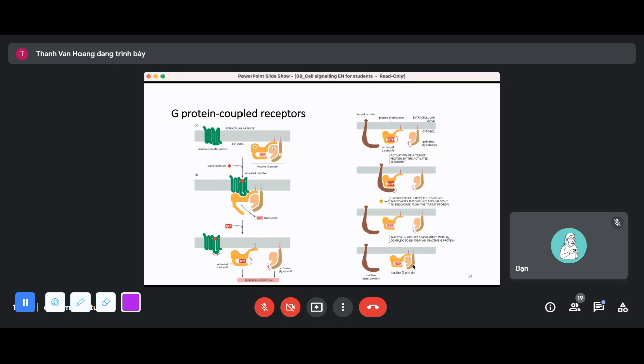Do you have questions here? You have to understand this very clearly, because I will ask you to explain the mechanism, how the G protein coupled receptor is activated and how its activity is regulated. Does somebody have questions here?